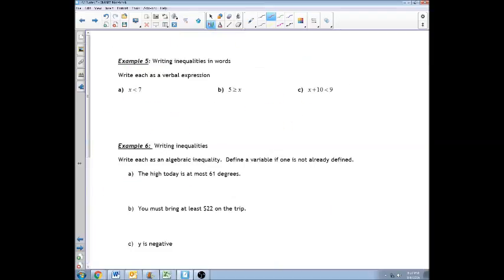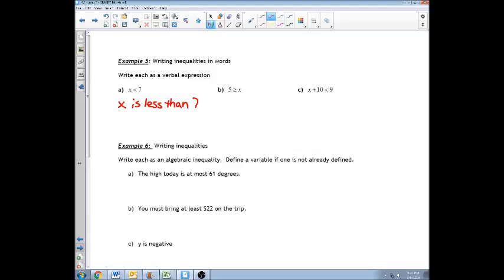Let's go ahead and move on to the back. Writing inequalities in words. Here, basically just write down how you would read it. So write each as a verbal expression. A, that is x, that is a less than sign, and 7. So this would be x is less than 7.